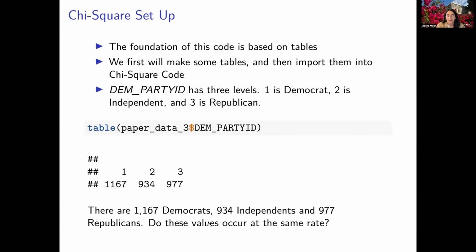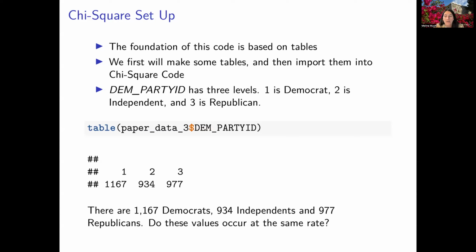Do all of these values occur at the same rate, or are there meaningful differences? Are there meaningful differences between the amount of independents versus Republicans and so on and so forth? Is this number right here, this 1,167 Democrats, meaningfully different, i.e., would we expect to have that many more Democrats than everybody else? Does that make sense based on the way we did our data collection? So those are the kinds of questions we can get at with this one sample chi-squared.